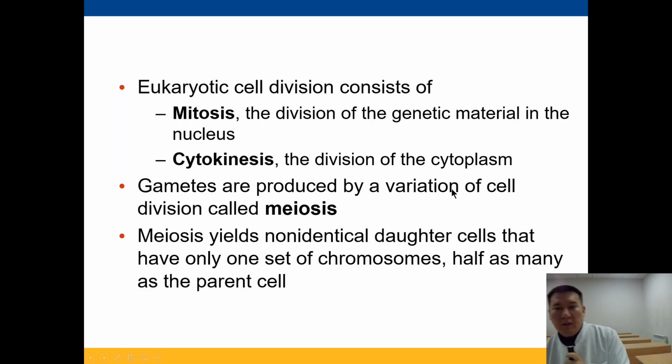Eukaryotic cell division consists of mitosis, which is the division of the genetic material in the nucleus, and cytokinesis, the division of the cytoplasm. Gametes are produced by a variation of cell division called meiosis. So gametes are sex cells. Meiosis yields non-identical daughter cells that have only one set of chromosomes, half as many as the parent cell. As I said before, this is also known as the haploid number.